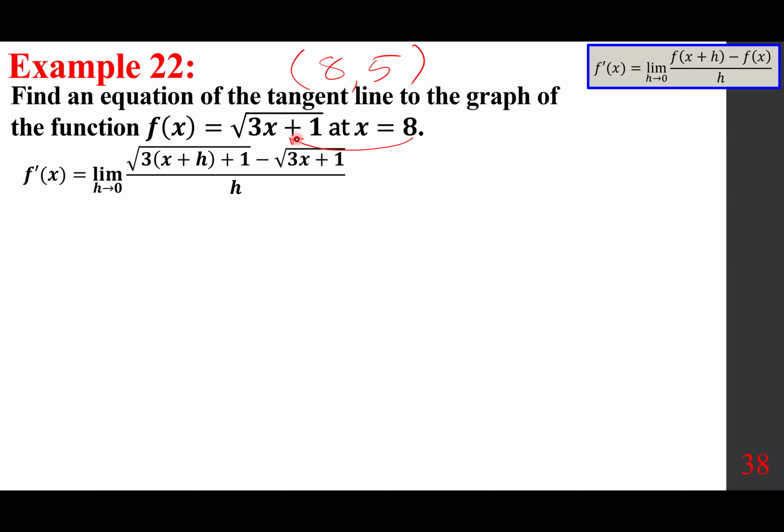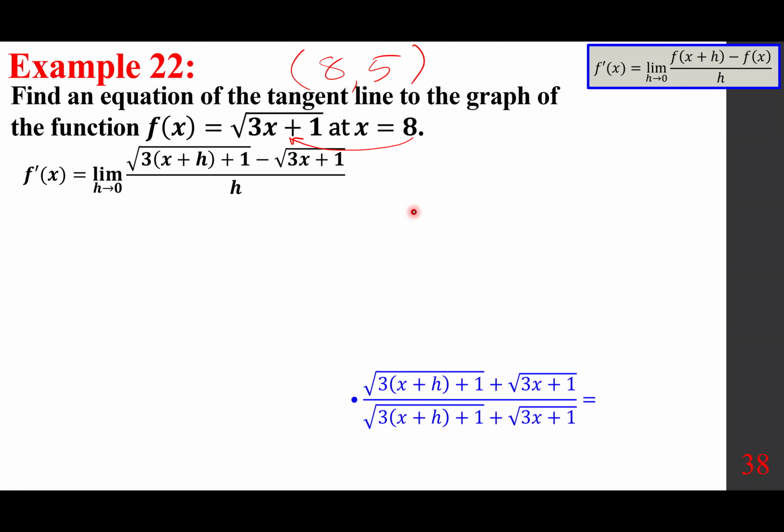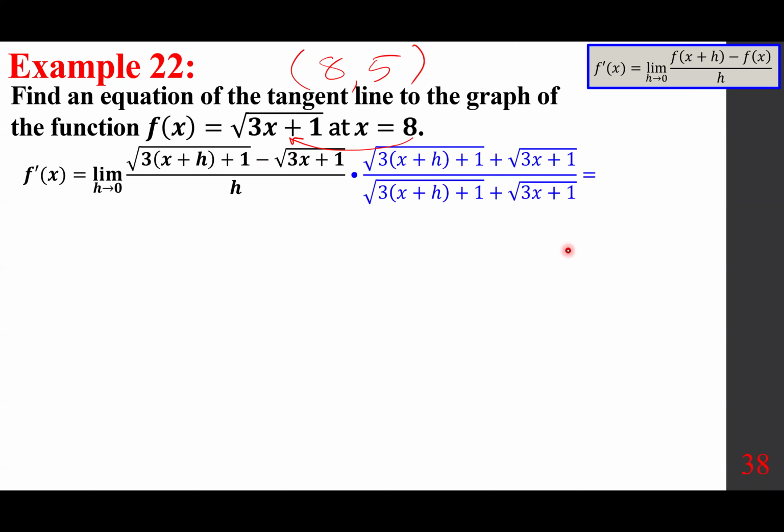Again, if you plug in, you get 0 over 0. Because you're dealing with the square root, the technique is the conjugate. So the conjugate would be the same thing with the plus sign. You're going to multiply and divide by it because this expression is equal to 1. So that is acceptable.